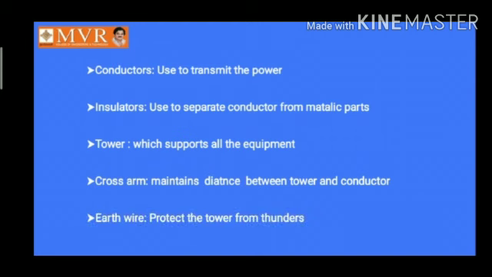And finally, the earth wire will be used as the protecting wire, which is located on the top of your tower, and which will protect your tower from thunder.